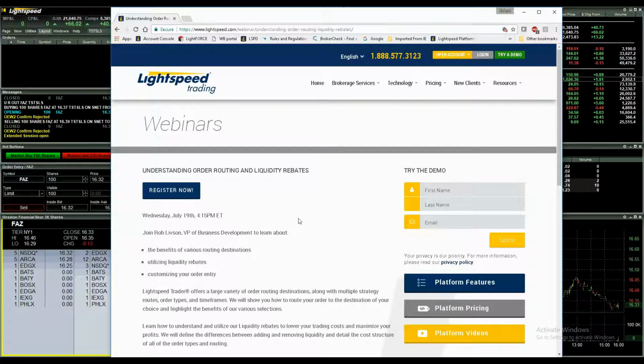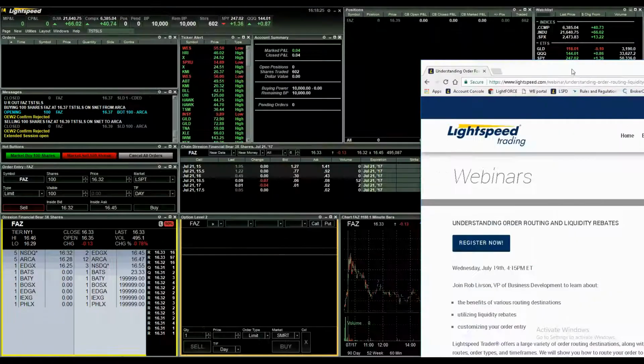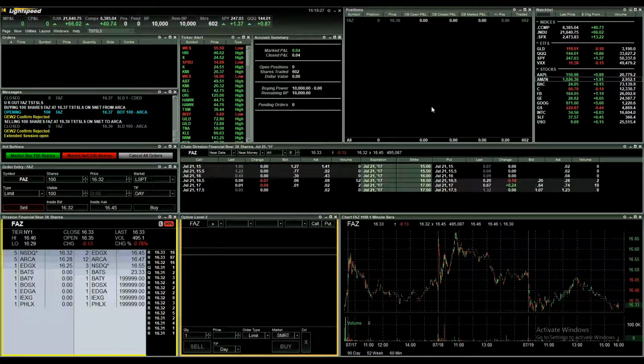Okay, so we will get started here. So I have my Lightspeed Trader platform running here. I hope everyone can see that okay. I want to make sure everyone types yes if you can see my screen, and if you can hear me just fine here. Great. Okay, sounds like everyone's on the same page here.